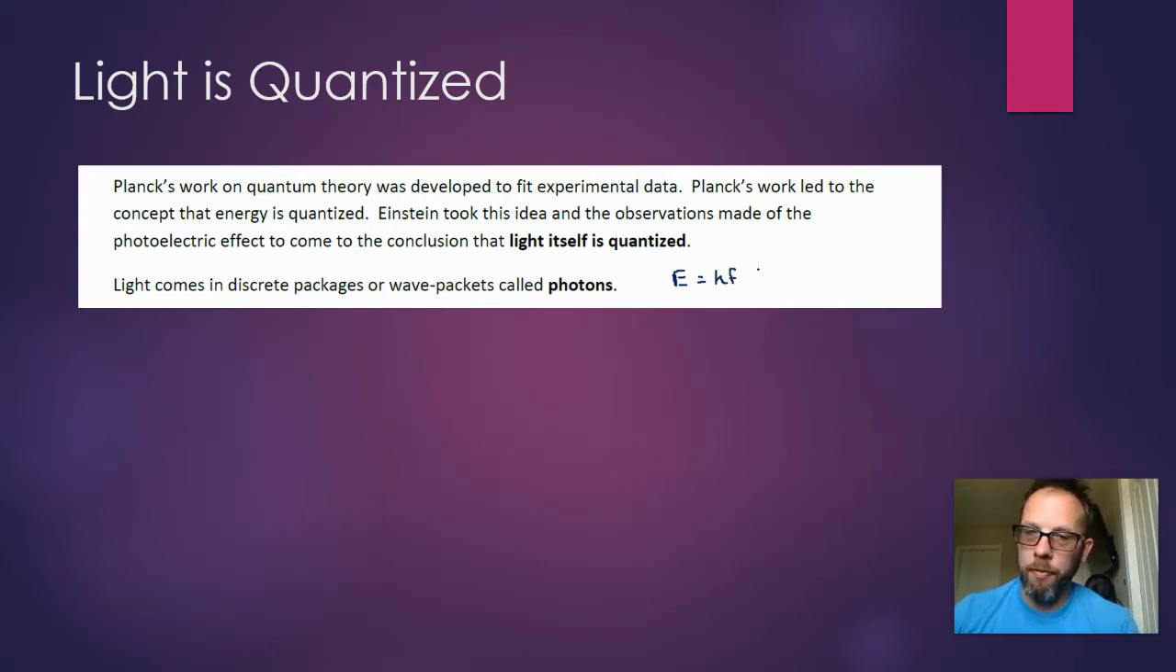I should maybe review also. h was about 6.626 times 10 to the minus 34, and the units were joule seconds to make the units match. You can refer to the previous lesson for that. So incredibly small, which makes sense because a photon is an incredibly small thing and shouldn't have an overwhelming amount of energy associated with it.